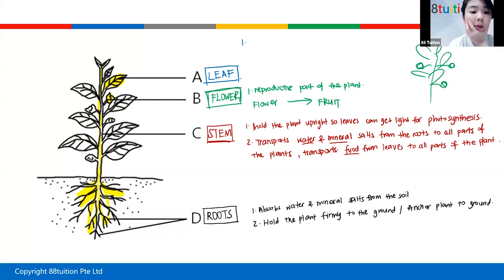You are mumbling. I can't hear you. What does it do, Jaslyn? It helps to make food for the plant. Okay. So it traps what to make food? Traps what to make food?